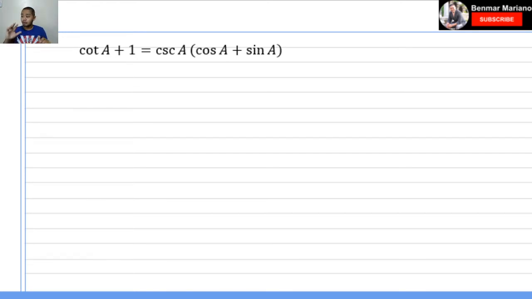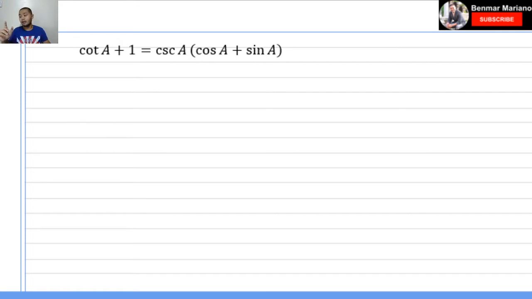Okay? So, in proving trigonometric identities, it's up to you what you want to manipulate. If you want to manipulate the left side of the equation or the right side of the equation. Okay? It's up to you. But I suggest that you manipulate the side of the equation that is more complicated. Okay? Then another thing is that when we prove trigonometric identities, we should express the expression in terms of sine and cosine functions only. Okay?